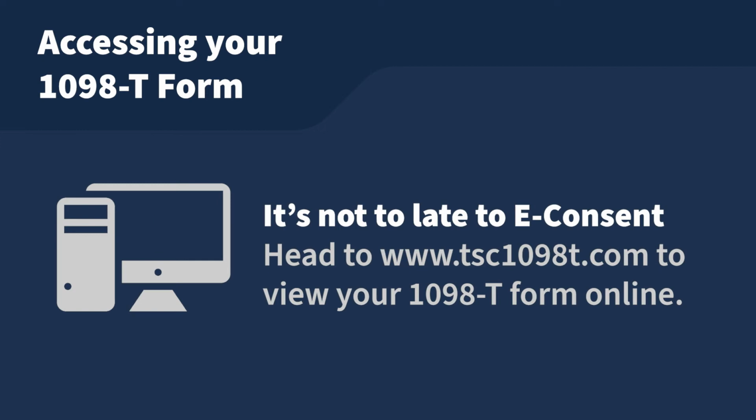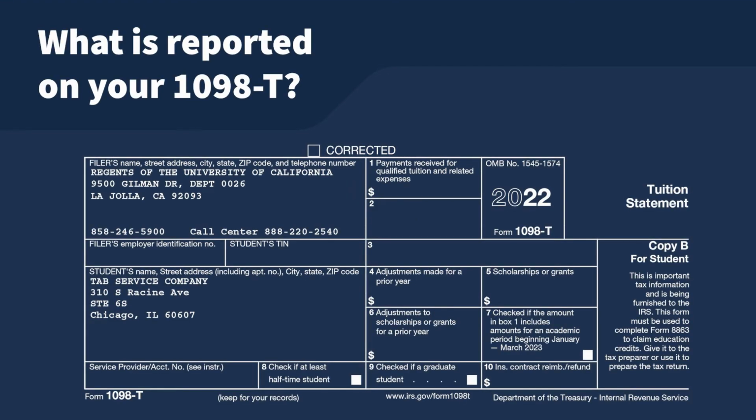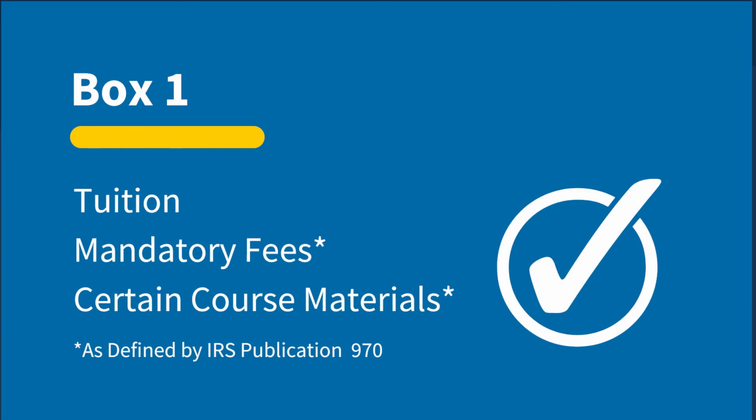If you change your mind and would prefer to view your 1098-T form online, please log into Tax Services at www.tsc1098t.com. What is reported on the 1098-T? As mentioned earlier, the 1098-T form reports amounts paid for qualified tuition and related expenses as well as other related information. Box 1 includes qualified tuition and related expenses as defined by the IRS Publication 970.